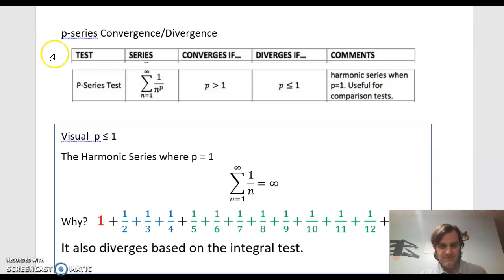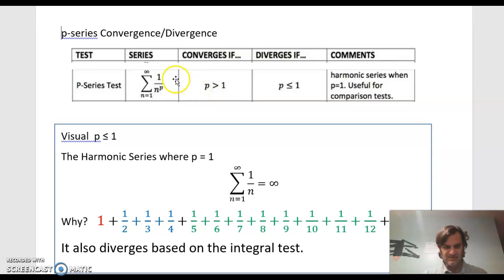Up top, I've got a little information about what we're looking at. A P-series is basically the summation of 1 over n to a power. So this could be 1 over n squared or 1 over n cubed. If we have something that looks like that, we can look at the exponent and decide if it converges or diverges. It converges if p is greater than 1.